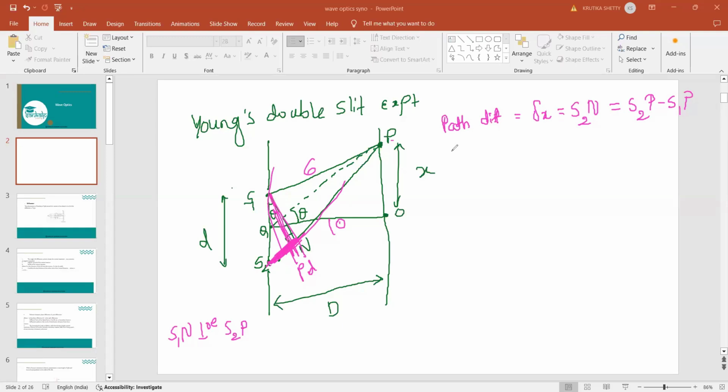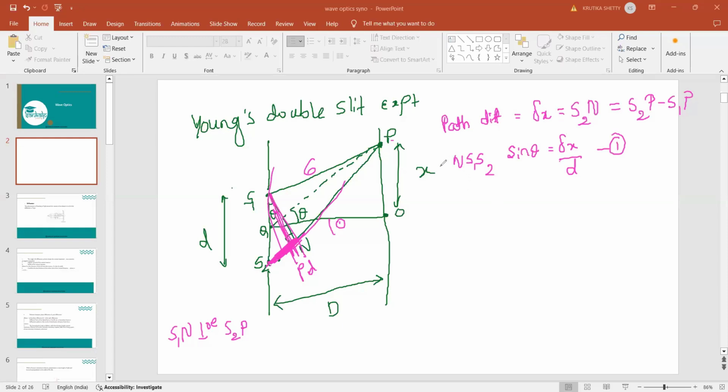The next step of the derivation, students. From the triangle N S1 S2, sin theta is equal to delta x divided by d. This is our equation 1.